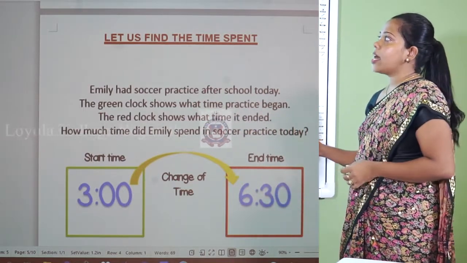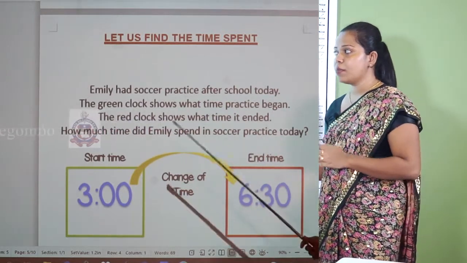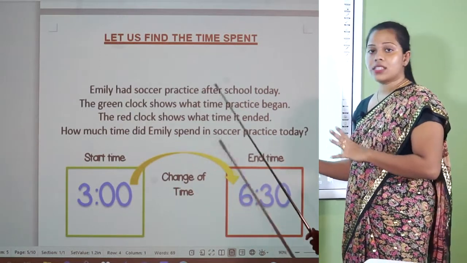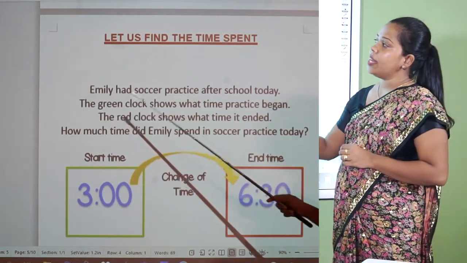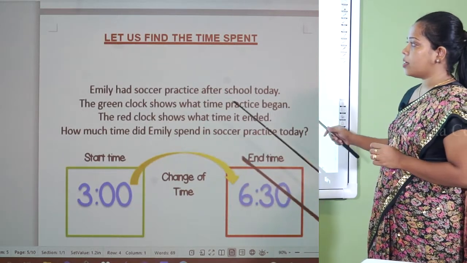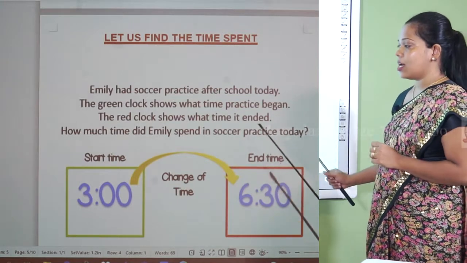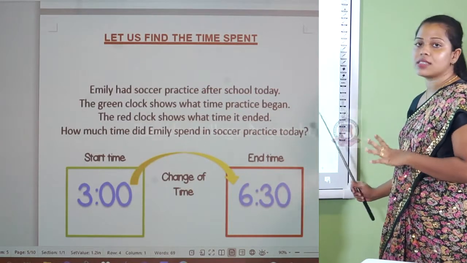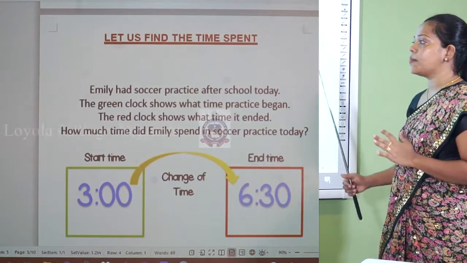Let us find the time spent. Here we are going to find the time spent on an activity. So here I have given you an example. Emily had soccer practice after school today. The green clock shows what time practice began. The red clock shows what time it ended. How much time did Emily spend in soccer practice today? You must find the time spent in soccer practice.